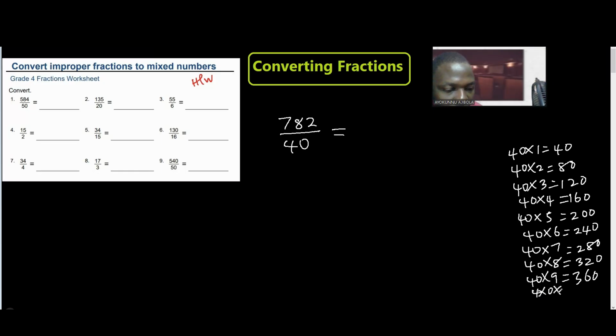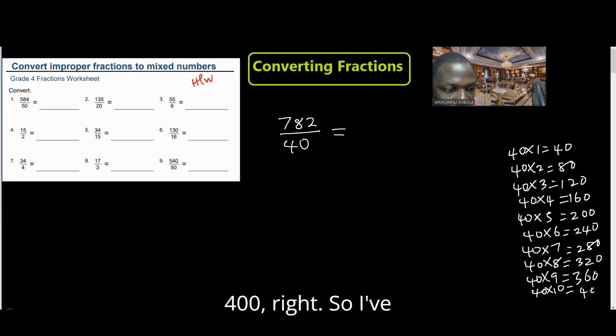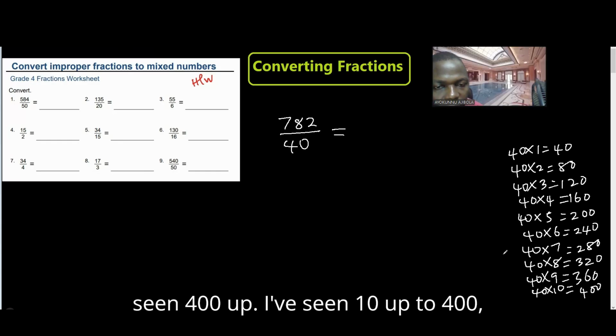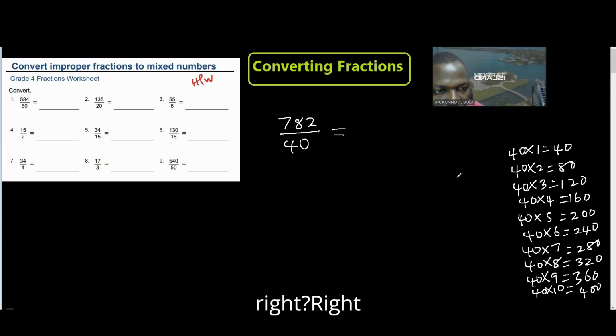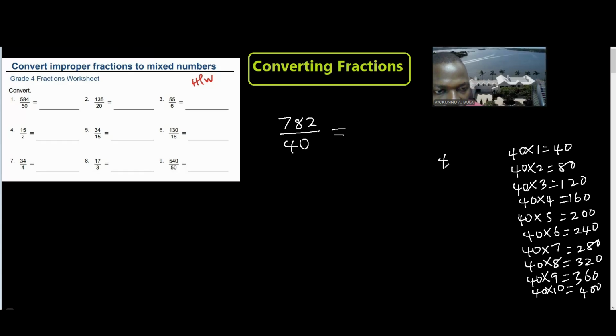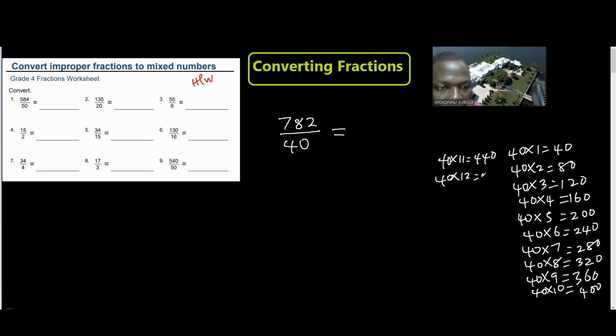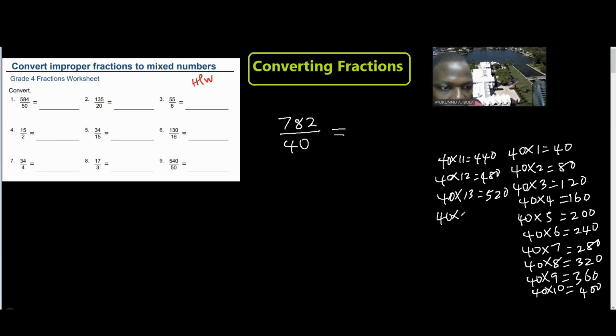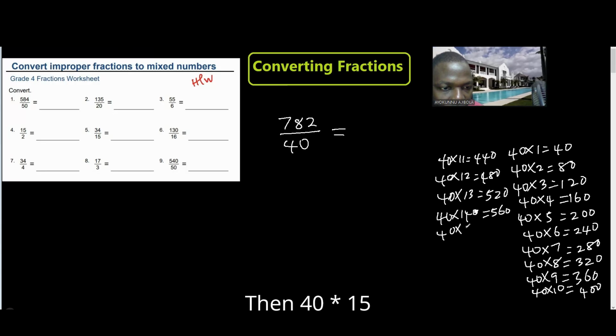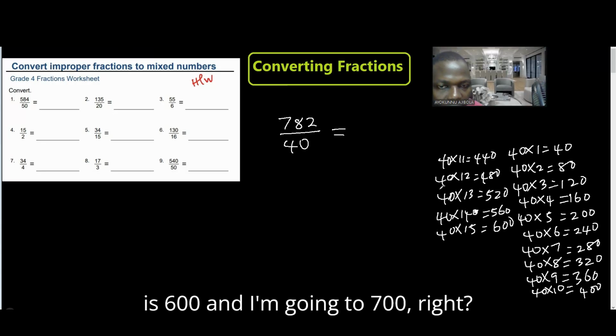40 times 10 is what? 400, right? So I've seen 10 up to 400. 40 times 11 is 440. 40 times 12 is what? 480. 40 times 13 is what? 520. 40 times 14 is what? 560. Then 40 times 15 is 600, and I'm going to 700, right?